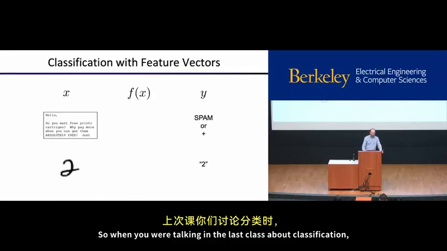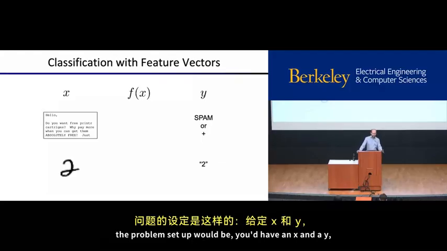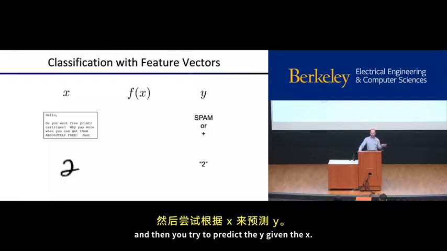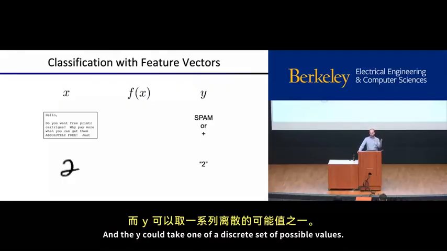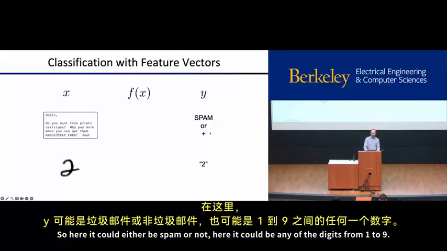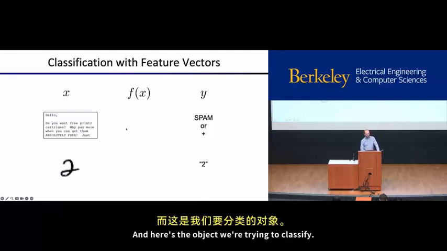When you were talking in the last class about classification, the problem setup would be you'd have an x and a y, and then you try to predict the y given the x. And the y could take one of a discrete set of possible values. So here it could either be spam or not. Here it could be any of the digits from 1 to 9. And here's the object we're trying to classify.